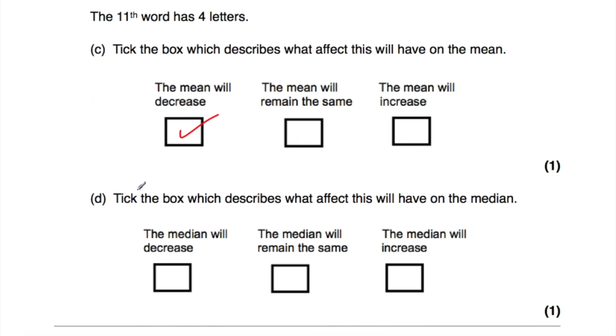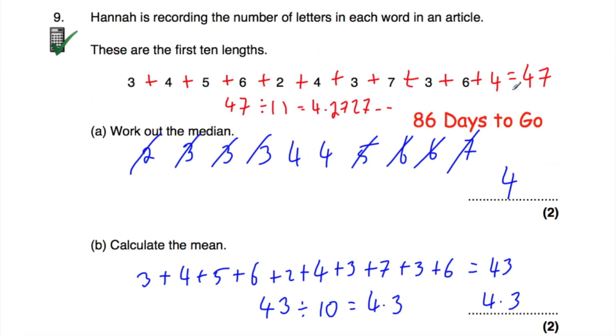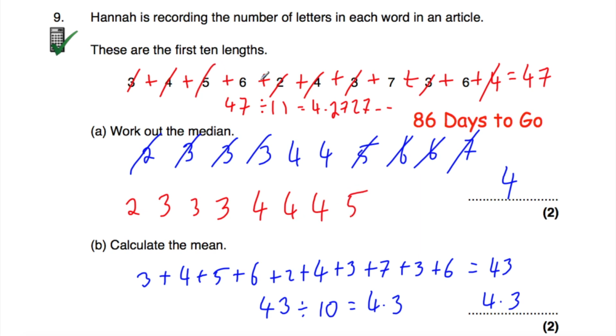Okay, next, part D. Part D says how will it affect the median? So we now need to work out the median. Now we've got our numbers, which are 3, 4, 5, 6, 2, 4, 3, 7, 3, 6, and now our 4. Now we want to put them in order, so our smallest will be 2. We've then got 3 threes. We've now got 3 fours, so we've got an extra 4. And then we've still got a 5, we've then got 2 6s and a 7.